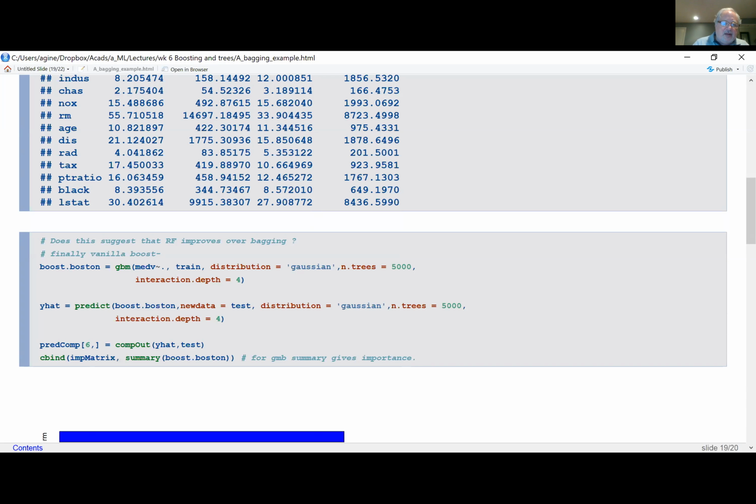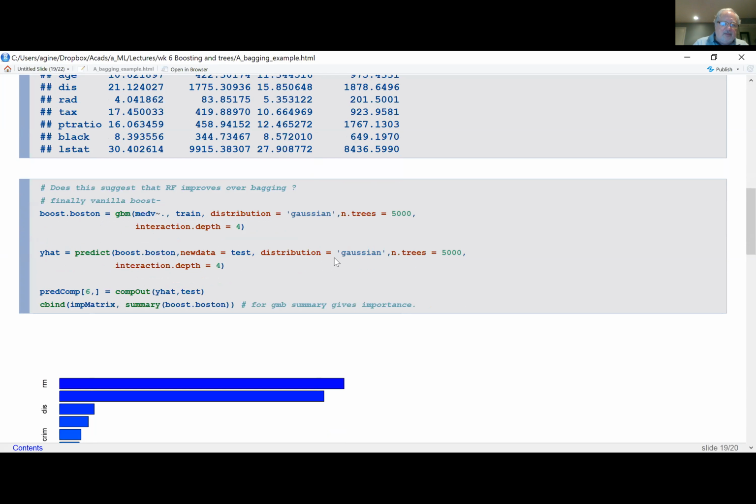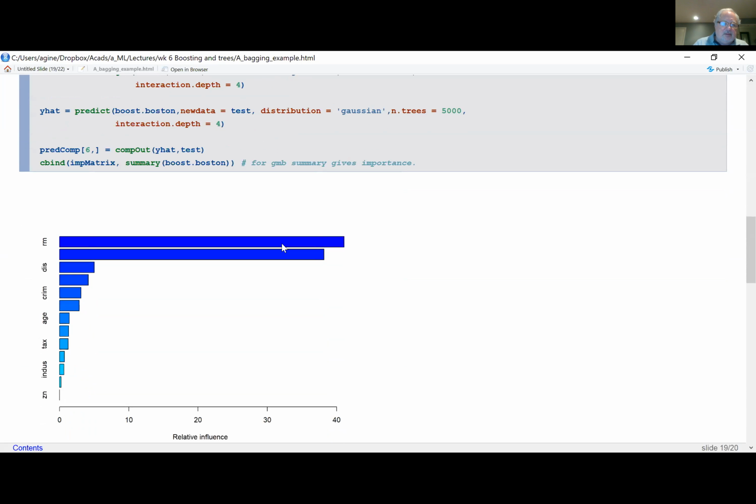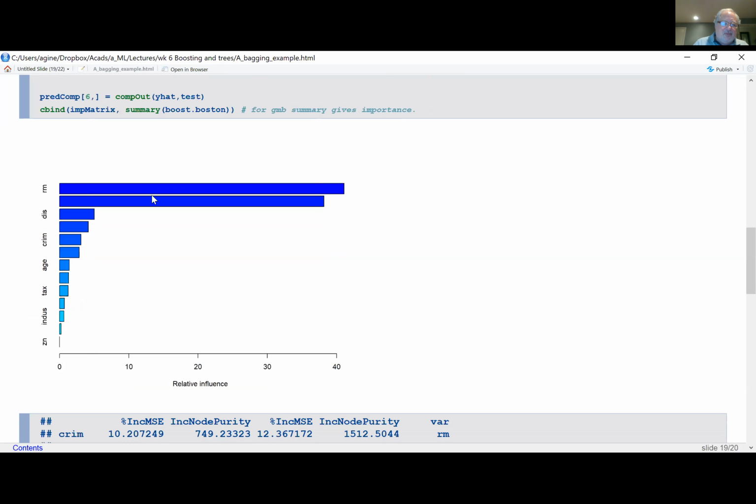But in any event, it does use the same formula. I'm going to compute median value versus the train data, and that's just telling it I want regular numbers. This would take a while if I ran it, but I did run it, and you get a much nicer variable importance chart.